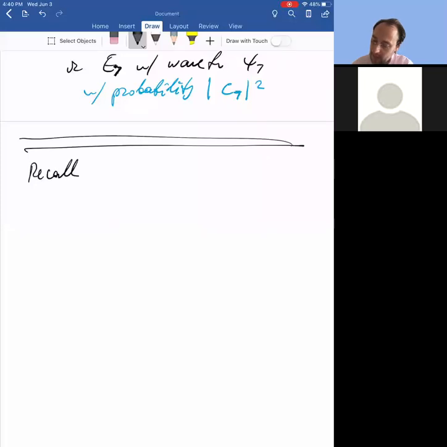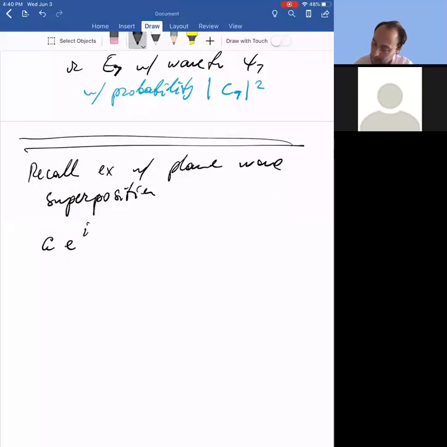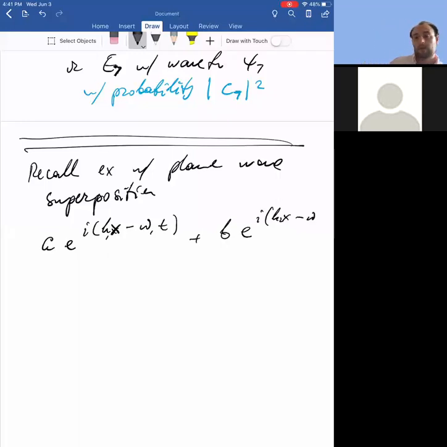Recall the example with plane wave superposition: A e to the i (k1 x minus omega1 t) plus B e to the i (k2 x minus omega2 t). If you measure momentum, you're going to get either k1 or k2.